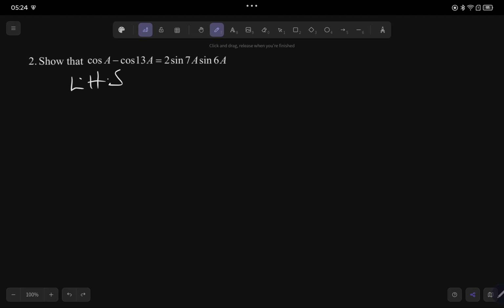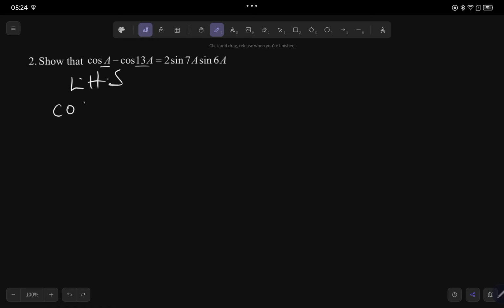Remember, we are expecting to subtract, divide by 2, add, divide by 2. So, my advice here is to always begin with the bigger angle. Here we have A and 13A, so I better rearrange so that I can begin with 13A.